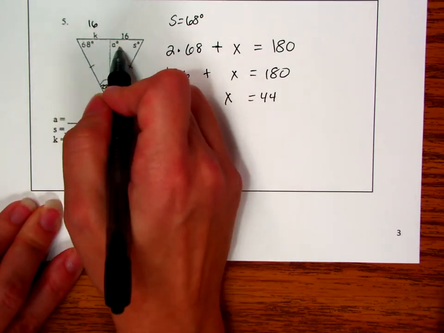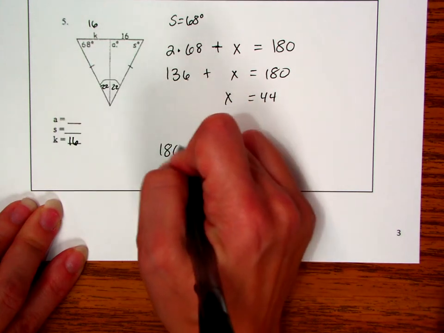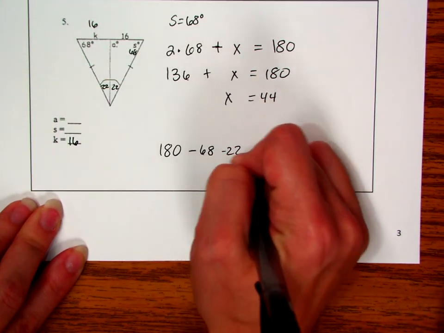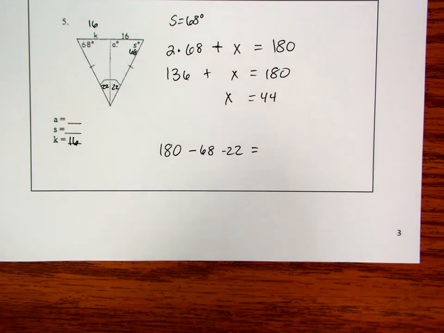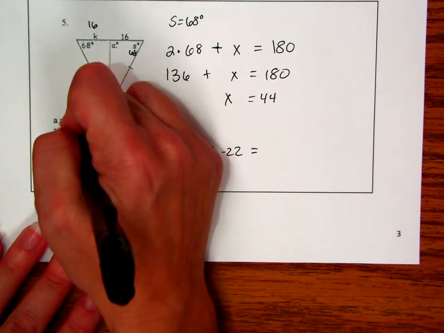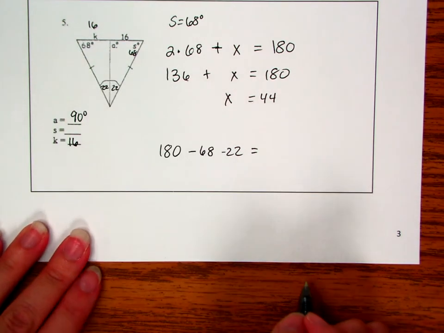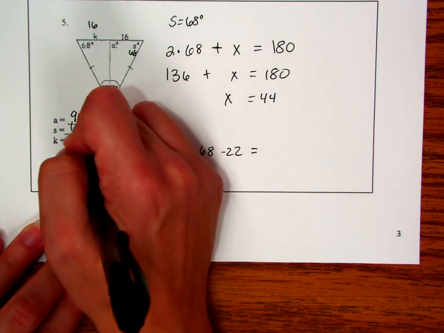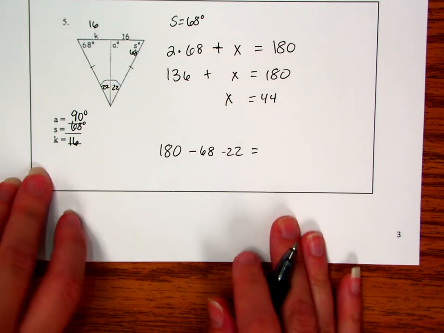So then if I'm looking for this last angle here, I can just do 180 minus this angle here, which was 68, minus the 22, and whatever that's left with will leave me with angle A. So we've got 180 minus 68 minus 22, which leaves me with a 90-degree angle. It did kind of look like that, but we always need to confirm with the math. So S, where is S? S was 68 degrees, and so there you go.